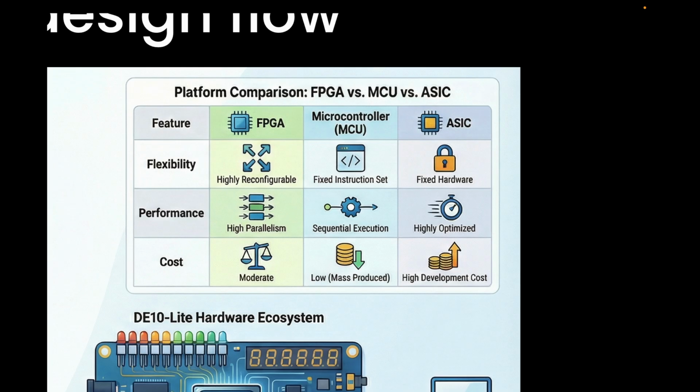Choose an MCU for simple low-power sequential control. Choose an ASIC for permanent mass-produced performance, but choose an FPGA when you need high-speed parallel processing and can adapt and evolve right on your desk.